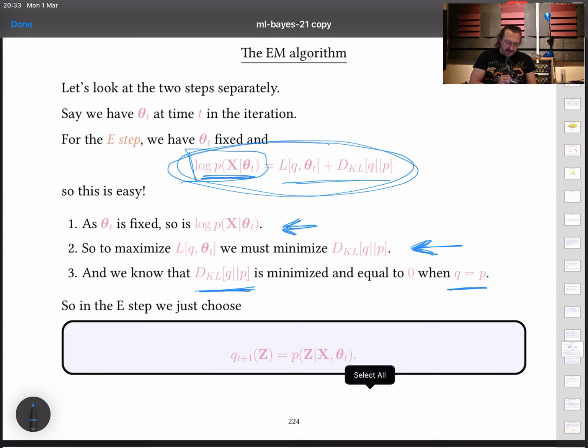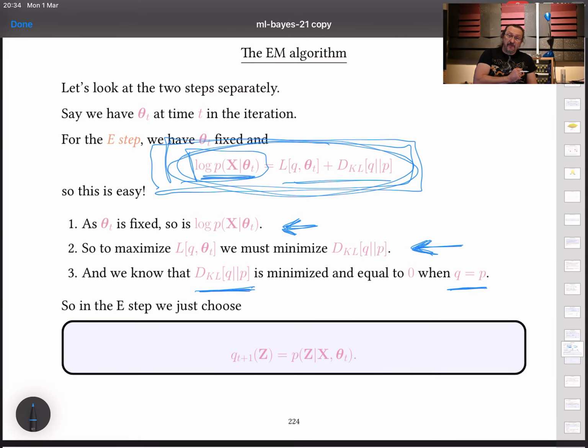What is P in this case? P in this case is as shown in the final shaded box. If you look back at the derivation of this expression, you'll find that the P we need is the probability of the latent variables given the x's and our currently fixed value for theta t. So we immediately get the distribution that we want for that step, and that's straightforward.